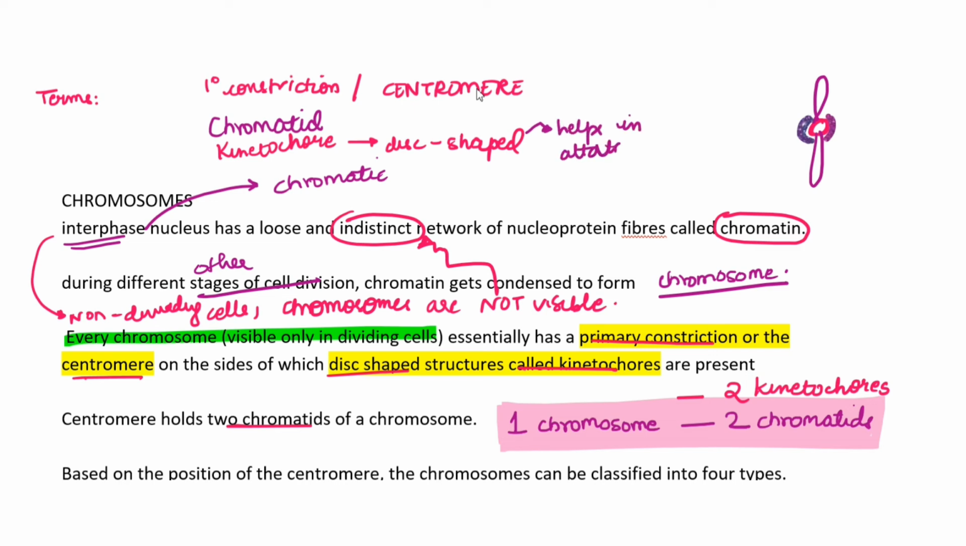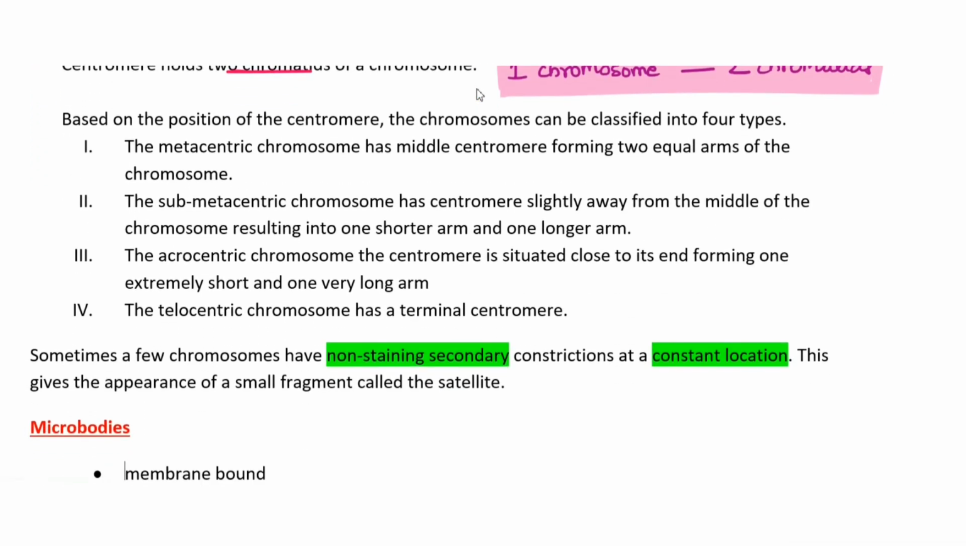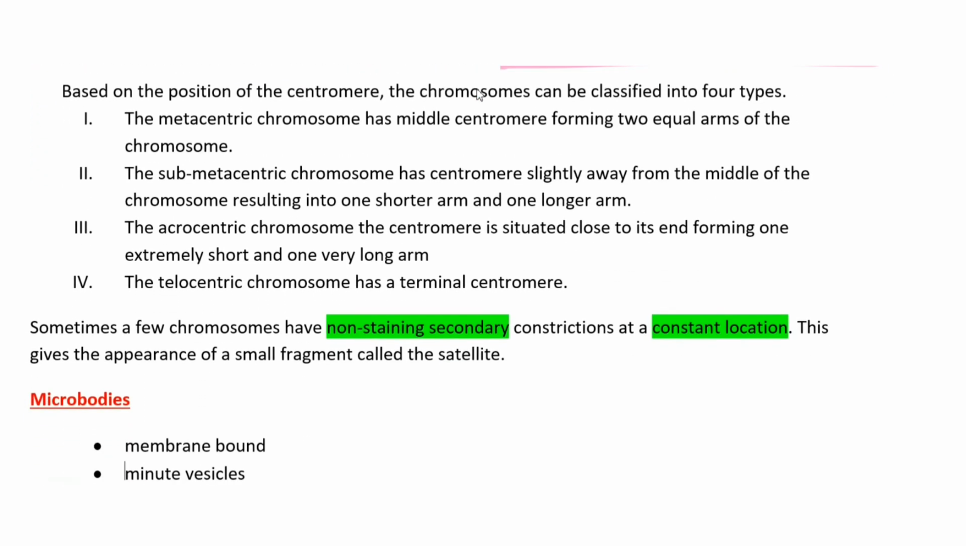So there are four types of chromosomes depending upon the position of where the centromere is present. Metacentric: meta means middle, and centric means the center part of the chromosome. What is the center part of the chromosome? It is the centromere. So meta, middle, centromere. The name tells you that the centromere is present in the middle, so the two arms, the two chromatids, are equal.